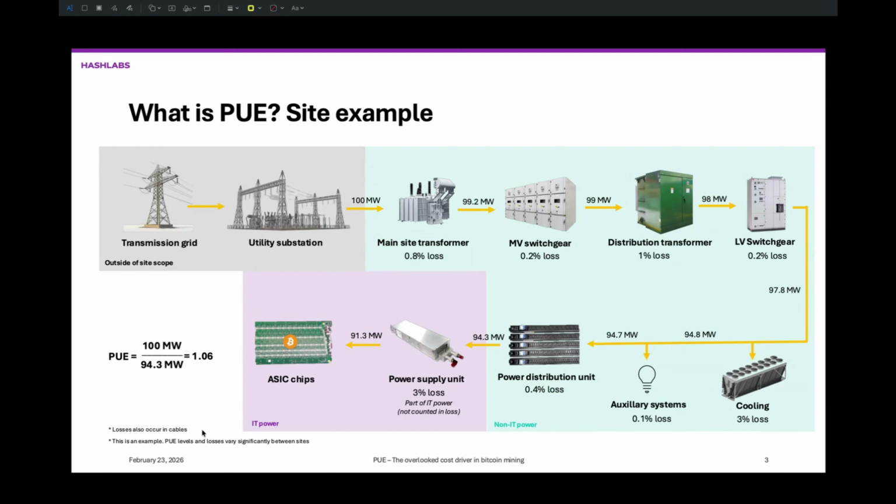And it's important to remember that in this example, I didn't account for any losses in cables. So all these yellow lines here are cables. So power is flowing in cables. And there are also some losses in the cables as well. And also this is purely an example, all these different losses on the different components can vary significantly. I will explain more later why they can vary.